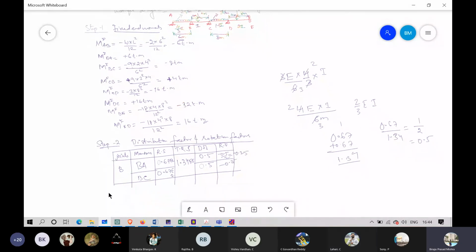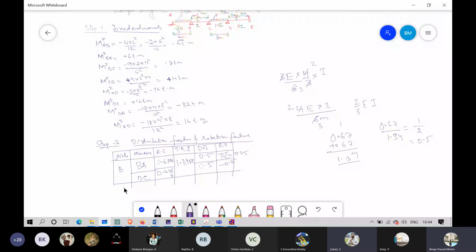So the next one is joint C. With joint C, B and D are connected, so CB and CD. For CB, whatever is there with BC, the same will be there.